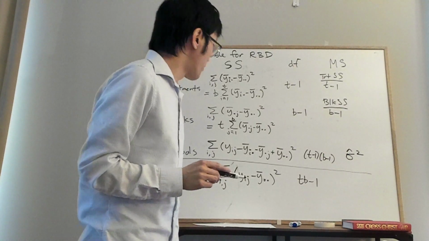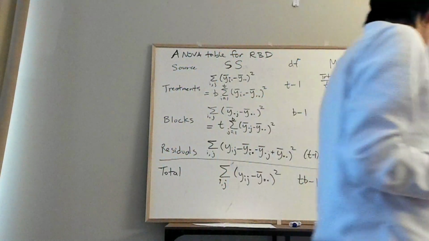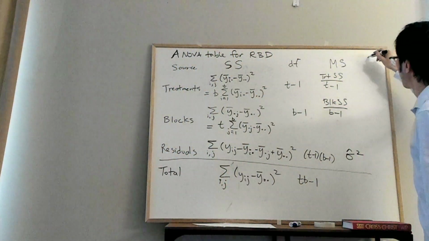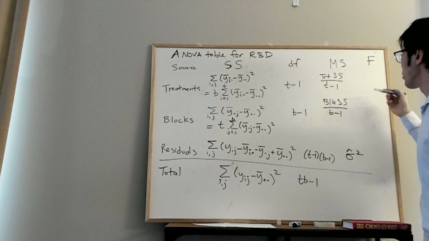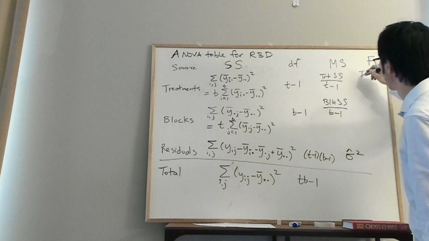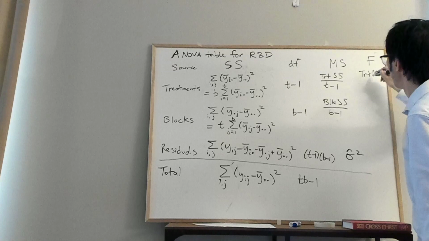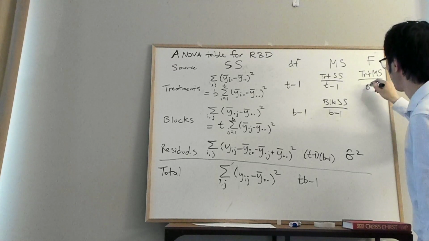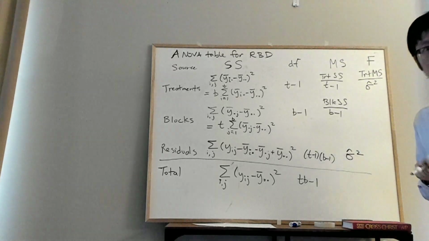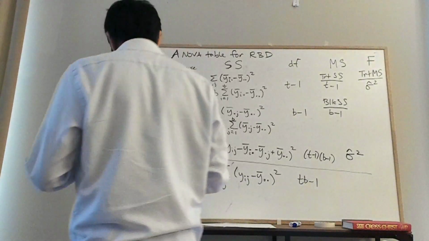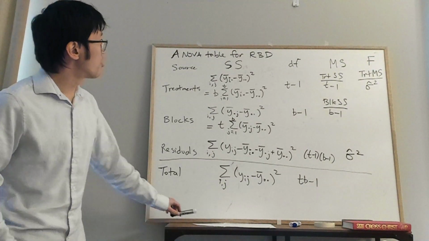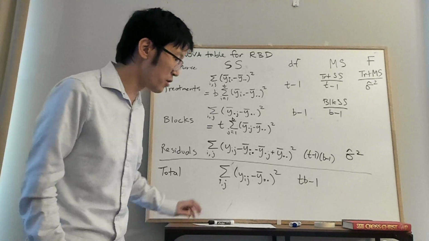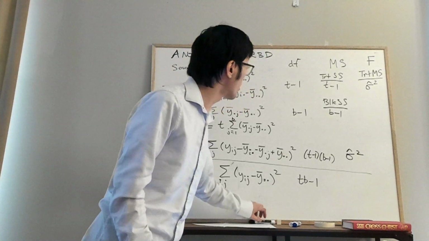And then finally over here we have the F statistic, which as written right before this is simply to take the treatment mean square and divide it by the residual mean square, which is simply sigma squared hat. Okay, so that is the ANOVA table for randomized block design.